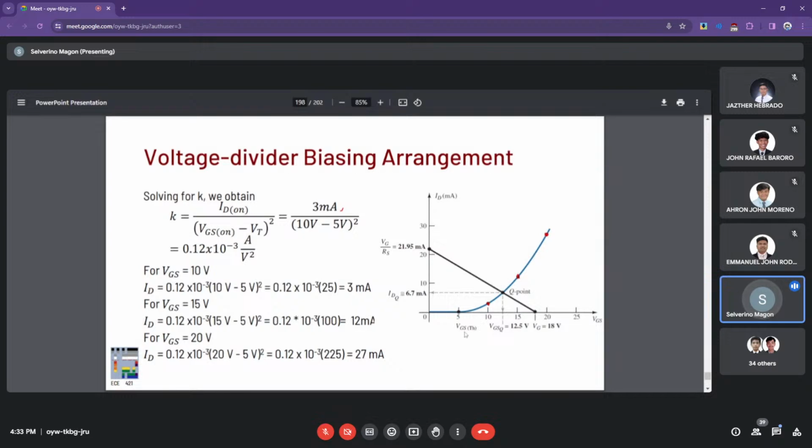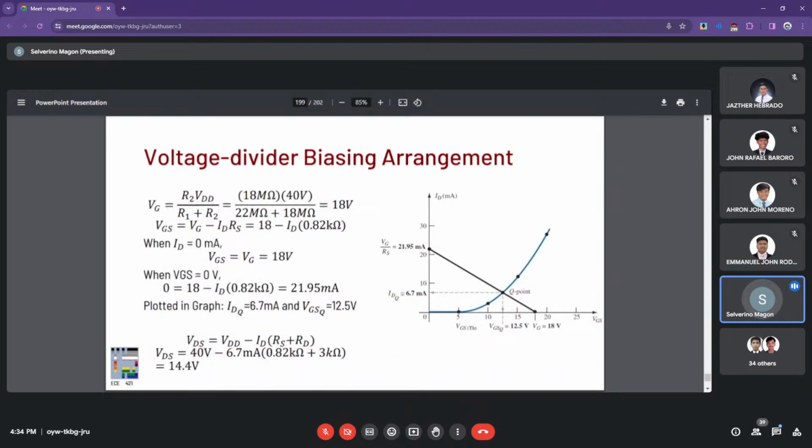Right, so at 10 volts, you have 3 milliamps. At 15 volts, you have 12 milliamps. And at 20 volts, you have 20 milliamps. So you're just gonna plot this exponential, and of course, you have a zero current below the threshold voltage. So you can plot again the load line analysis, and at that point of intersection, then you can have the quiescent values or the Q point values.